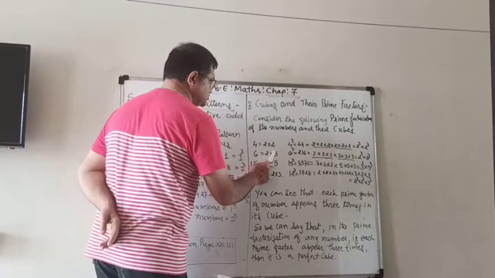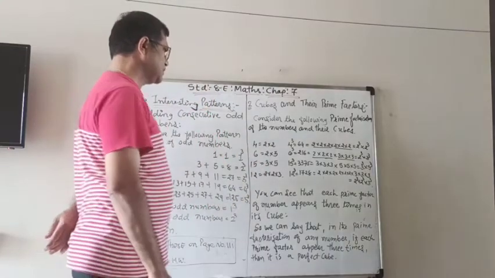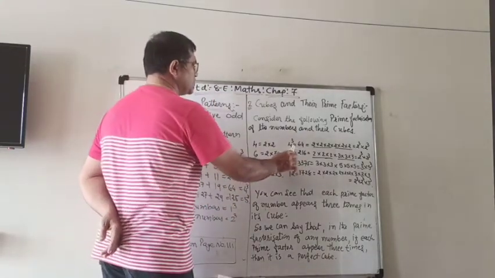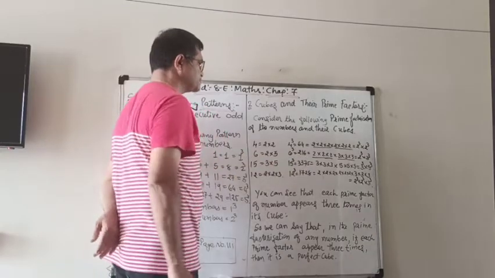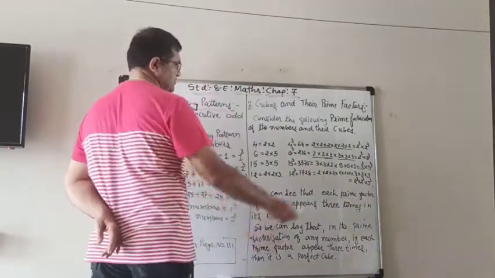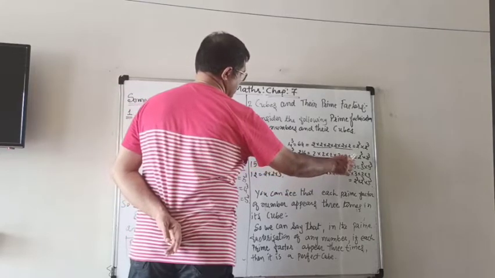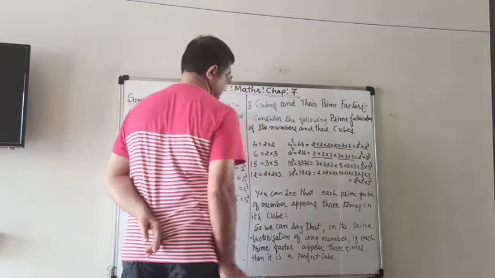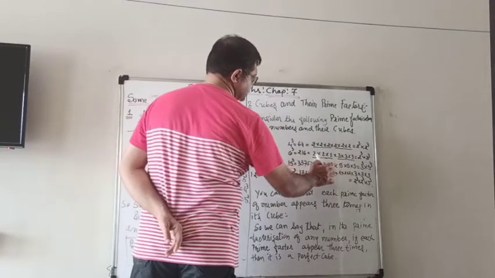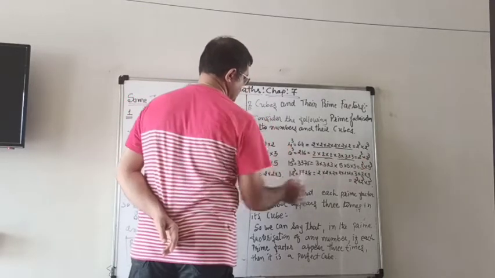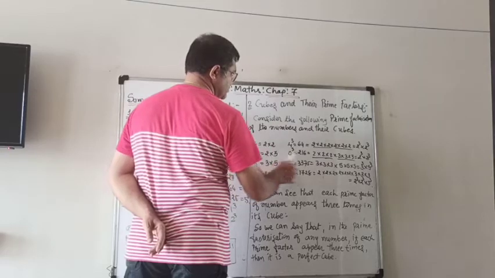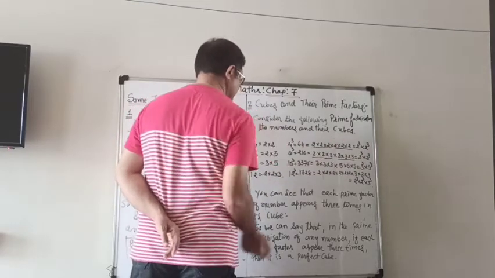Similarly, 6 is 2 3s are 6. Now if you do the cube of 6, it is 216. And if you find the factorization, it will be like this: 2 2s are 4, 4 2s are 8, 3 3s are 9, 9 3s are 27, and then the answer is 216. So here you can see that it is written as 2 cube into 3 cube. So here 2 and 3 appear one time only, and here 2 and 3 appear 3 times.